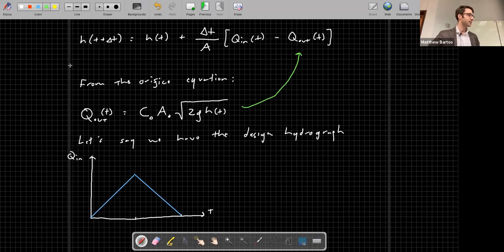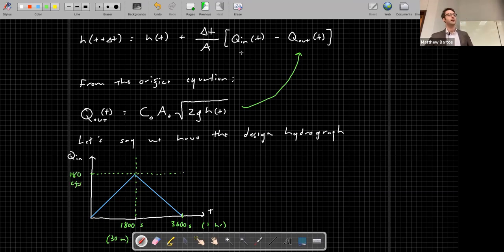It's going to peak at 30 minutes, which I'll write as 1,800 seconds. I don't have enough room to write 30 minutes here, so just know that this is 30 minutes. And it's going to end at 1 hour, or 3,600 seconds. Let's say that the peak inflow is going to be 180 CFS. Okay, so this is our design inflow hydrograph.